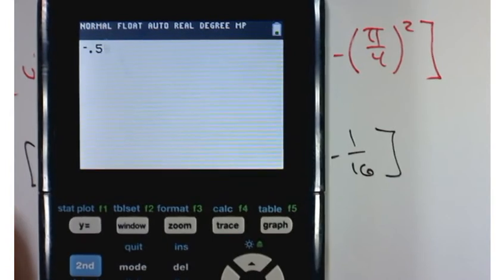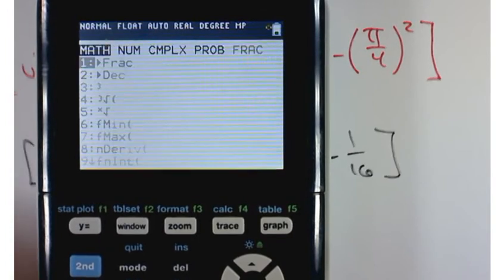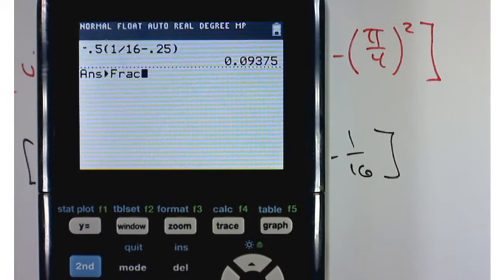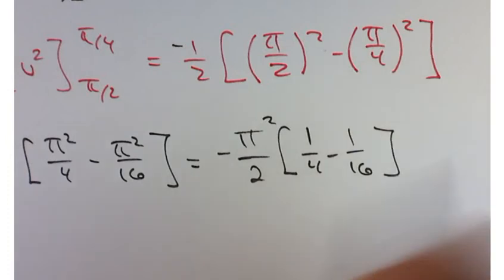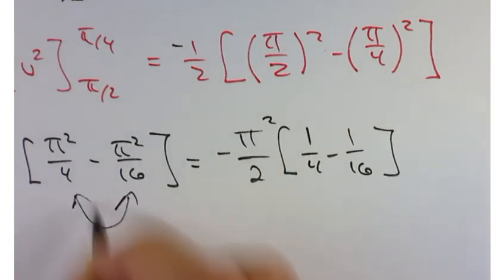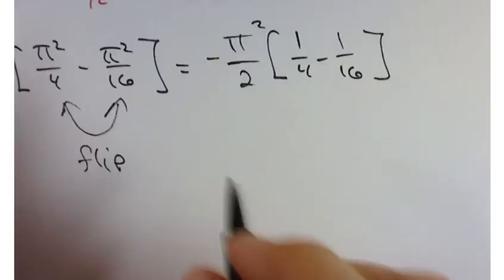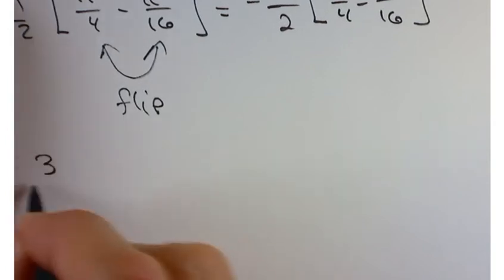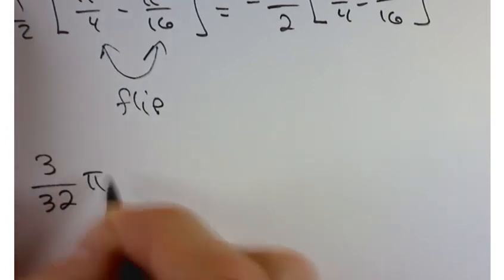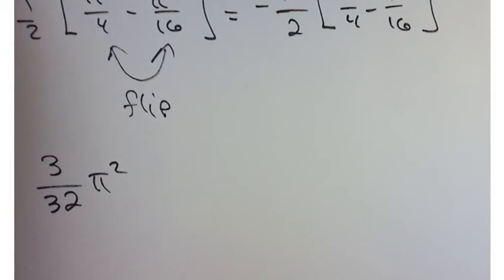Negative 0.5 times, 1 divided by 16 minus 0.25. Is that your calculator convert these things to fractions? You hit the math key, answer to fraction, and there you go: 3/32. So flip these, but you should end up with 3/32 times pi squared as your final answer.